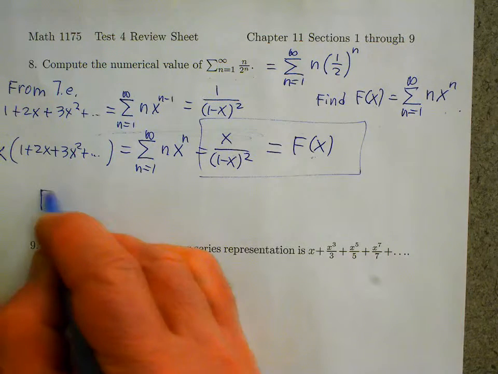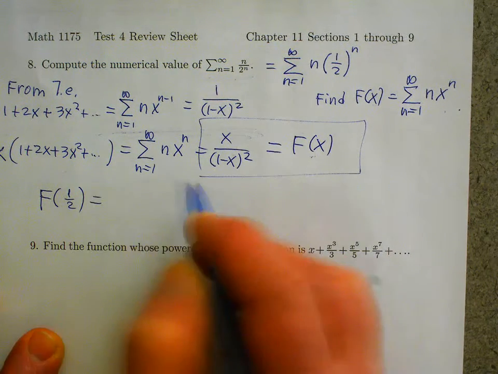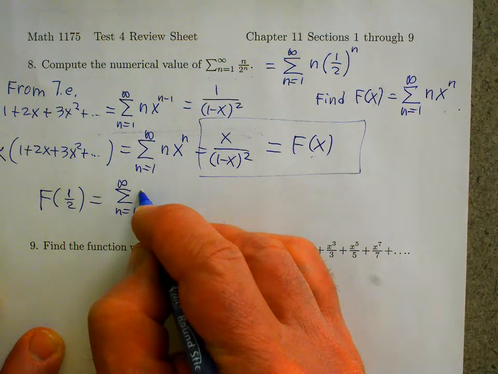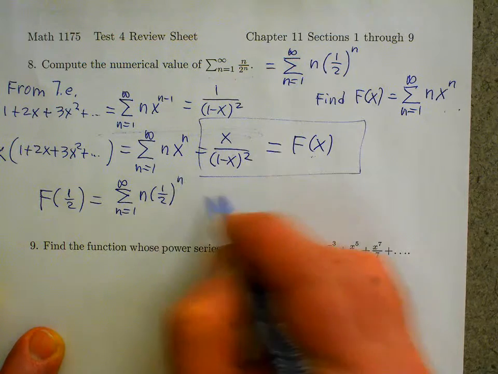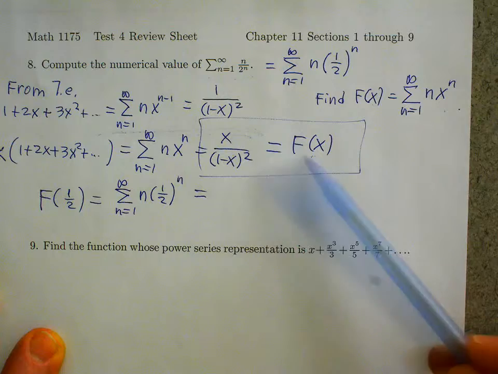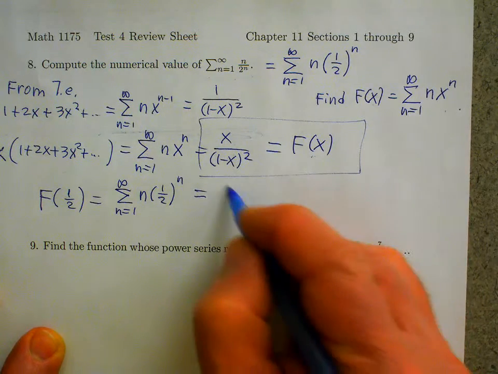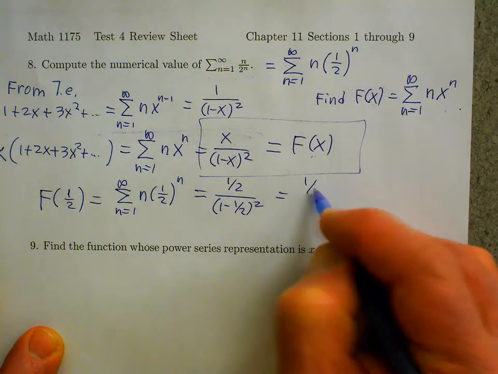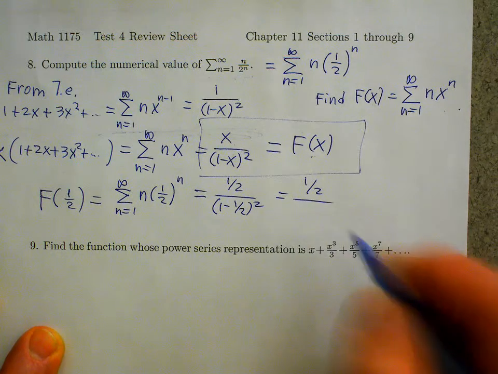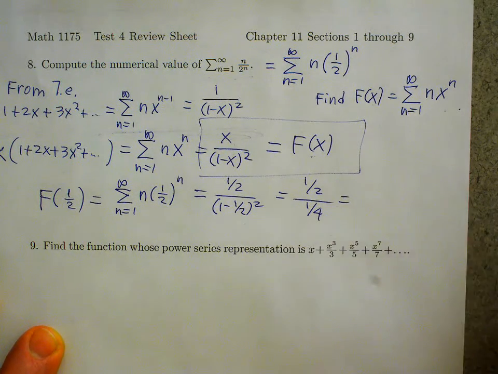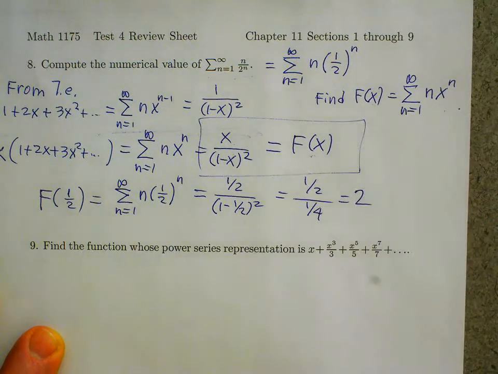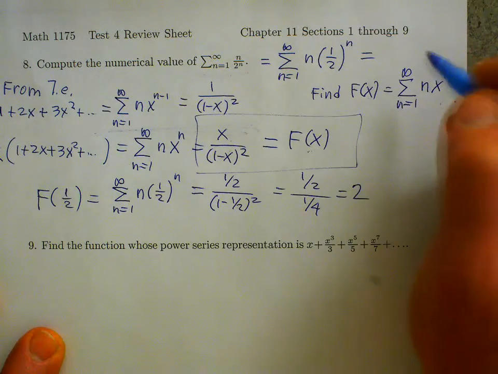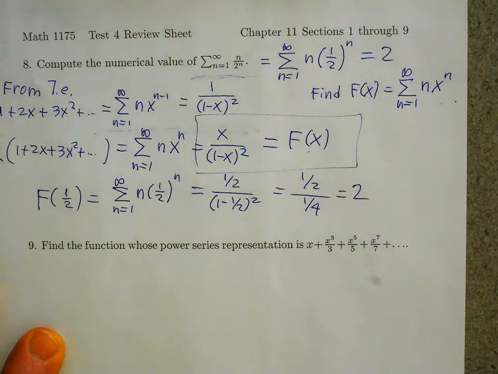Okay, so on one hand, F of 1/2 is the series where the terms are n times 1/2 to the n. But since we have this function that's equal to that power series, just replace x with 1/2 and then do the arithmetic. 1 minus 1/2 is 1/2, 1/2 squared is 1/4, and 1/2 divided by 1/4 simplifies to 2. Okay, so that's the numerical value of that infinite series.